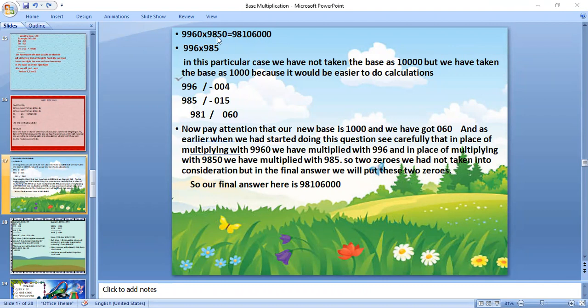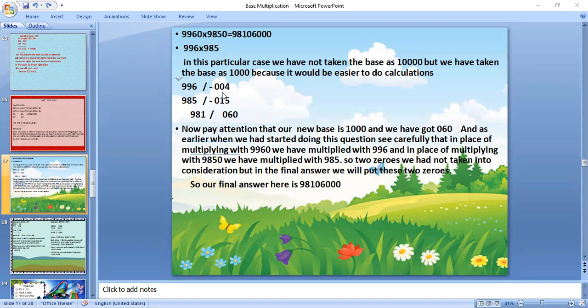So here you look, this 9960 is here, but I have written only 996 here and the 0 I have not written. Okay. And here also you see 9850, so I have written 985. In place of 9960 I have written 996, and in place of 9850, I have written 985. This I have done only to make the calculations easy.